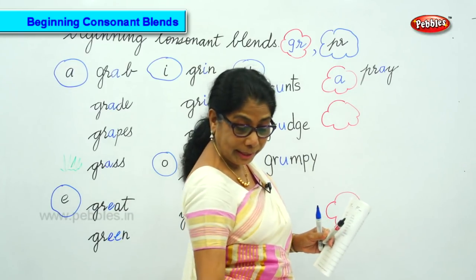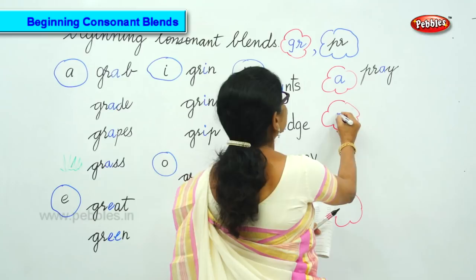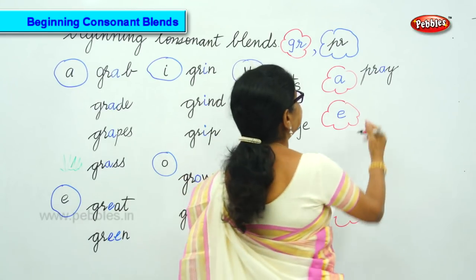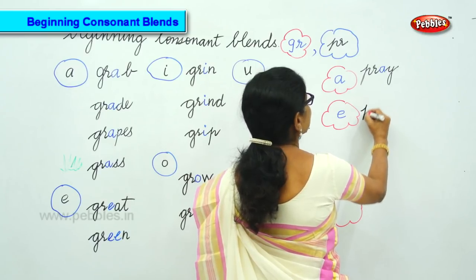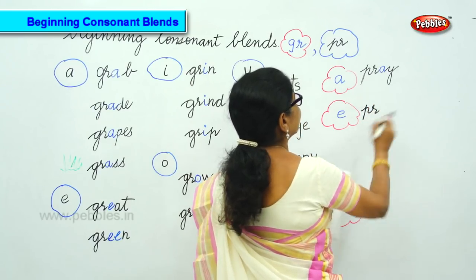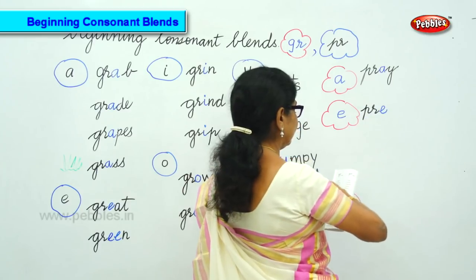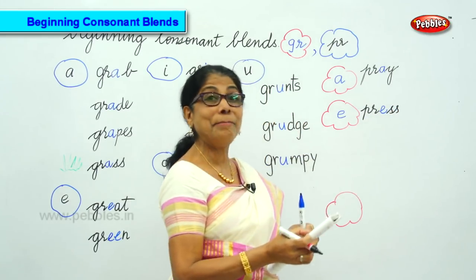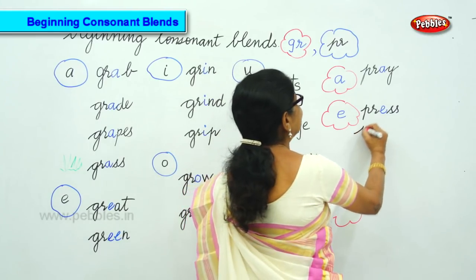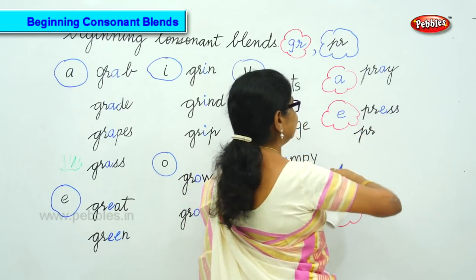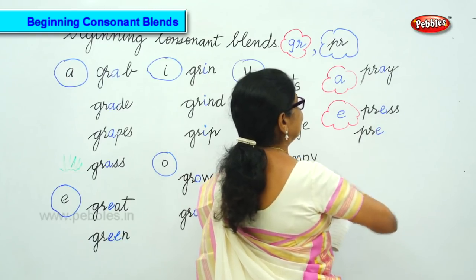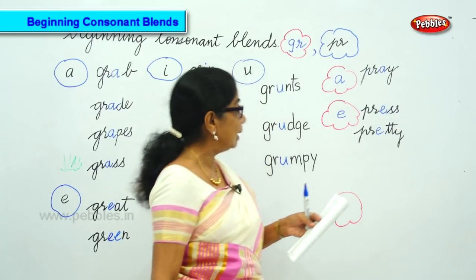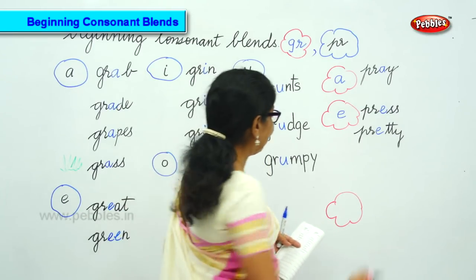In the E vowel, you get press, press. Press and pretty, pretty. You have pretty, pretty girl. Press and pretty.